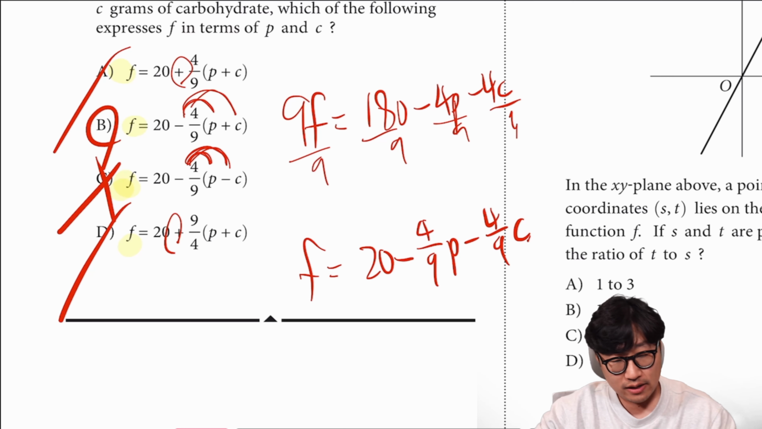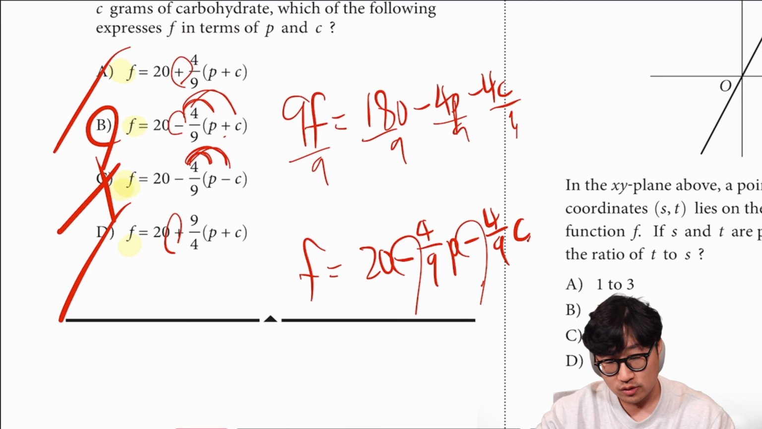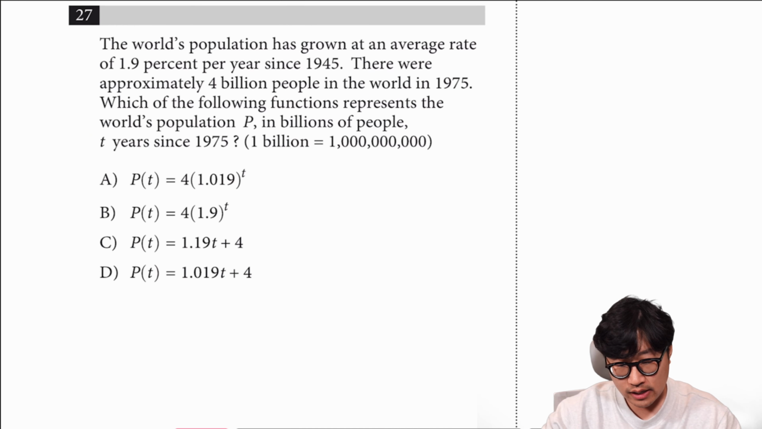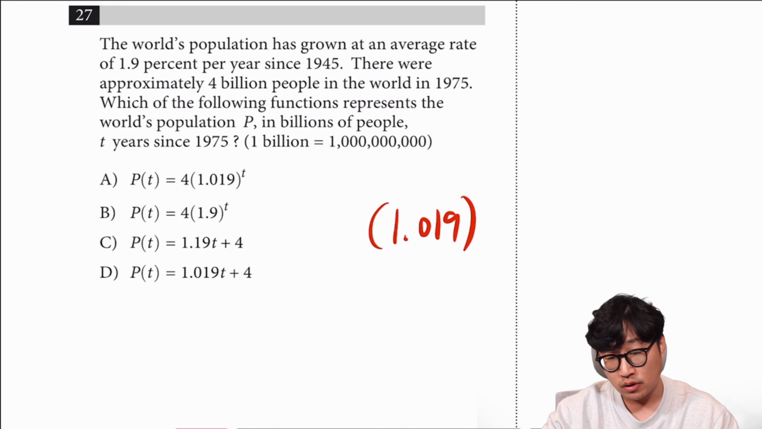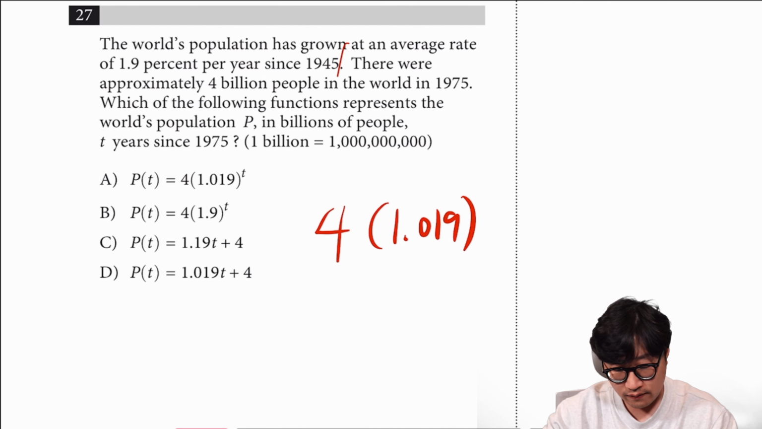So that's why both negatives should match the both negatives in choice B when you distribute that choice B. All right, number 27, the world's population has grown an average of 1.9%, so that'll be 1.019 that you need to multiply whatever it is by. There were a total of approximately 4 billion, so there you have it. It's going to be something like this, answer choice A.